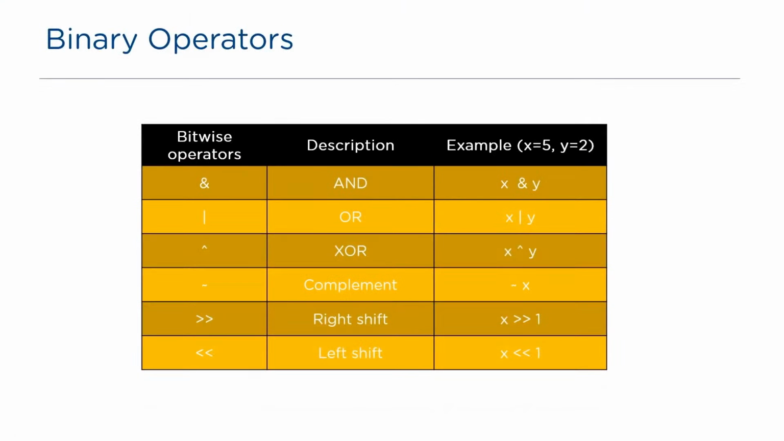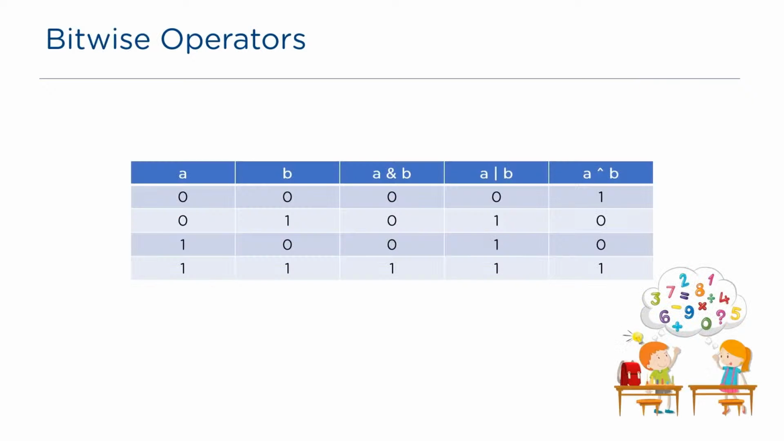Next, we have the bitwise operators in which we have bitwise AND, OR, XOR, complement, right shift and left shift. Let us understand the bitwise operators with the help of truth table. The bitwise AND operator compares the bits. If both the bits are high, that is 1, then the result would be high, else the result is low, which is 0. Next is the bitwise OR operator. If either of the bits is high, then the result is 1, else the result is 0. Next, we have an XOR operator in which the result is 0 when both the bits are zeros or ones, else the result is 1.